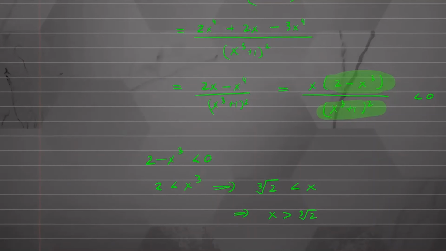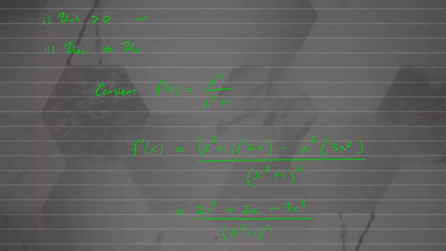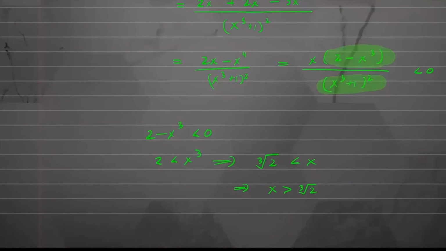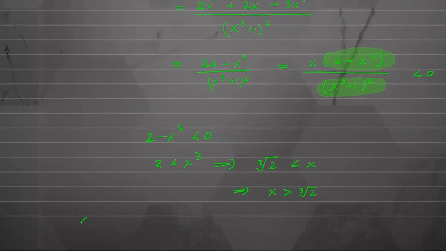So let's say about 2. When we're greater than 2, it's always going to be decreasing. So on this interval, we'll throw out the first term, and then starting from 2, we're going to have a decreasing function. By looking at this, we can say that our sequence a_n, which is n squared over n cubed plus 1, is decreasing on the interval, let's say 2 to infinity. So that satisfies the second condition.